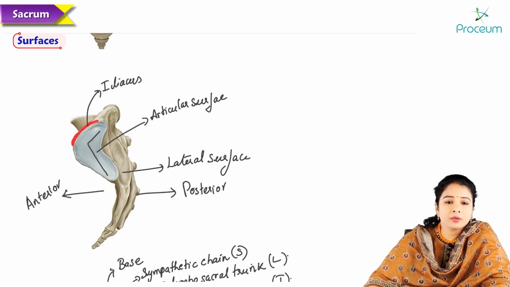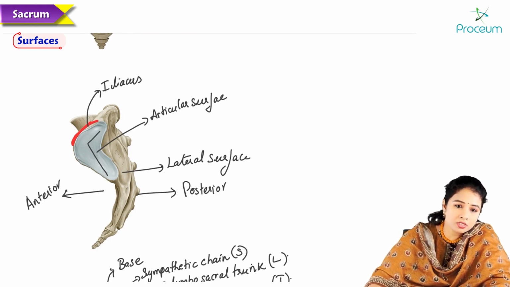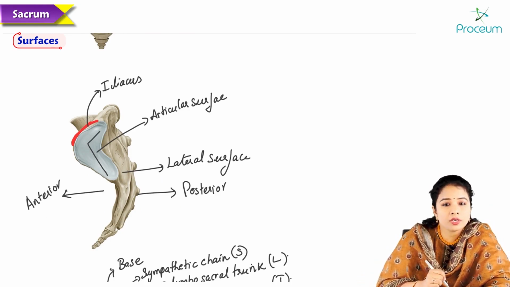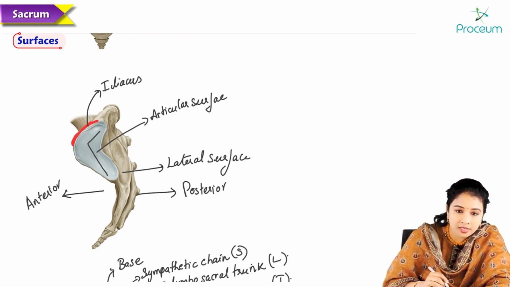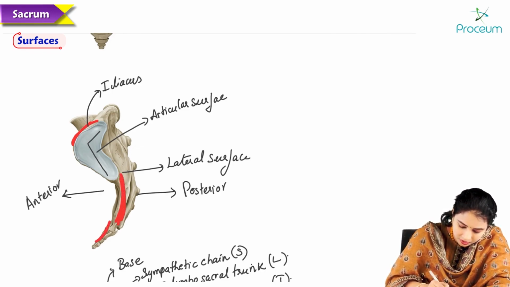Apart from these ligaments, the sacrum also provides origin to the gluteus maximus and coccygeus muscle. The gluteus maximus attaches from the posterior aspect on the lateral side, and below would be the coccygeus.